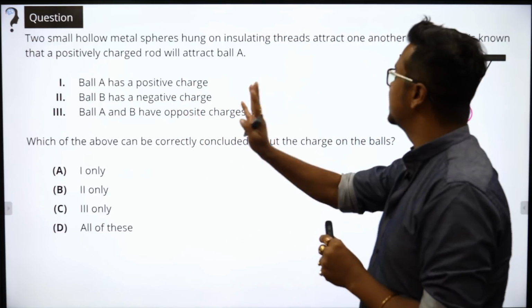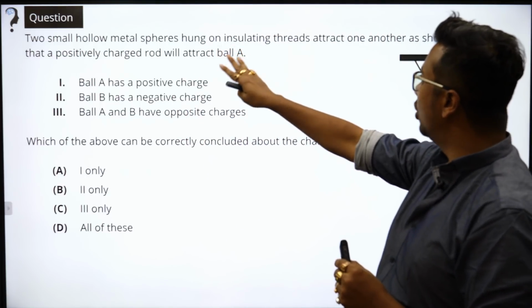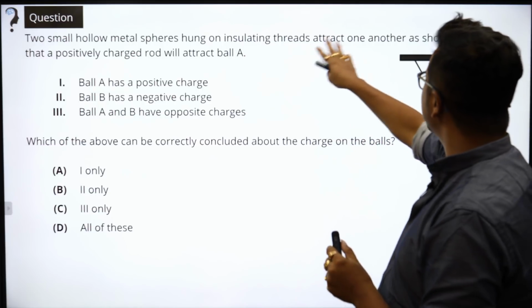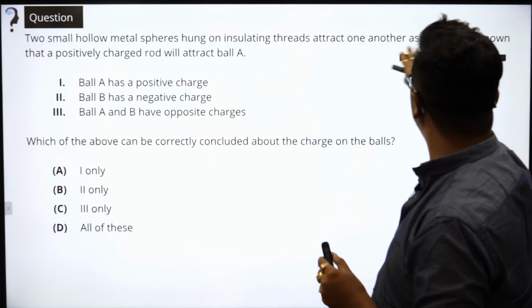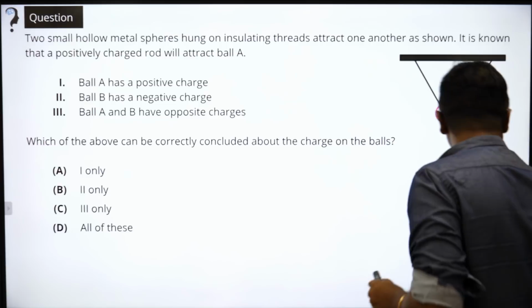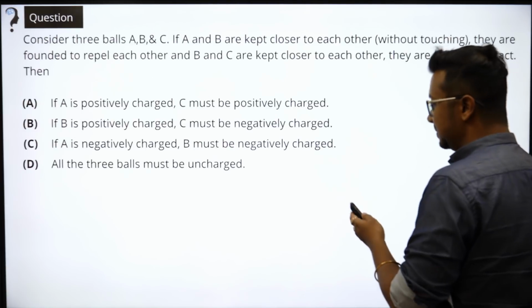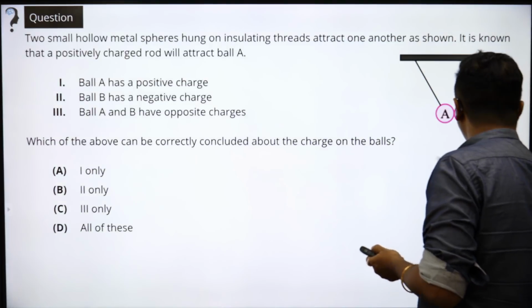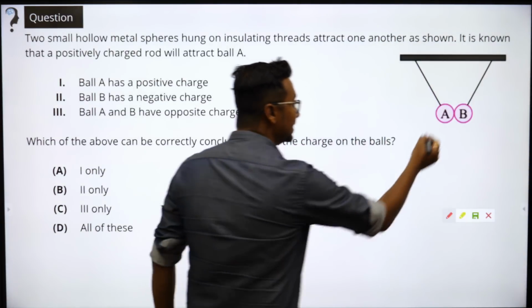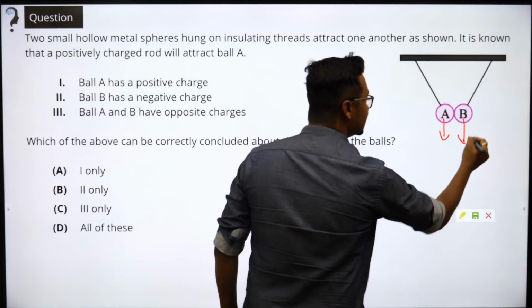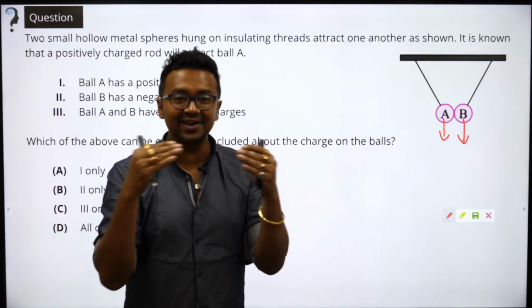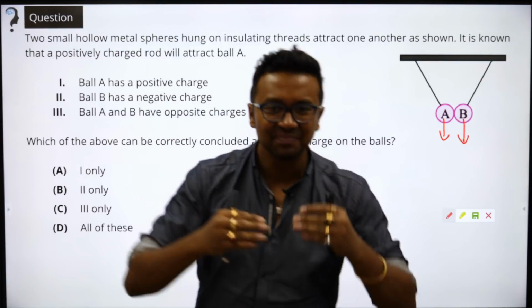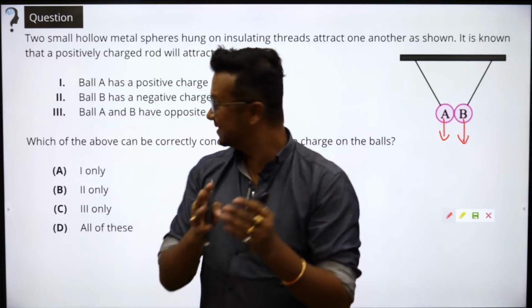नाउ लुक एट दिस क्वेश्चन आउट हियर. देयर आर टू मेटल हॉलो स्फीयर्स हंग ऑन इंसुलेटिंग थ्रेड्स अट्रैक्ट वन अनदर एज शोन. तो ये दोनों जो है, लेट मी जस्ट गो बैक. All right. So if I look at this and this, my dear students, they are what? They are attracting each other. All right. Fine. Very good, guys. All right.